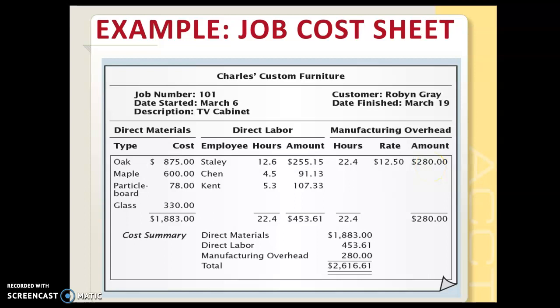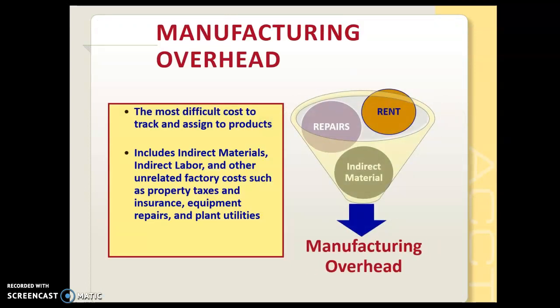Since the job is done in the same month, we total up the direct materials, direct labor, and that applied overhead, and that gives us the grand total of what this job cost us to build. Obviously, we will charge Robin Gray, the customer, more than this because we have to make a profit on top of our cost. So how do we get that $12.50 rate?